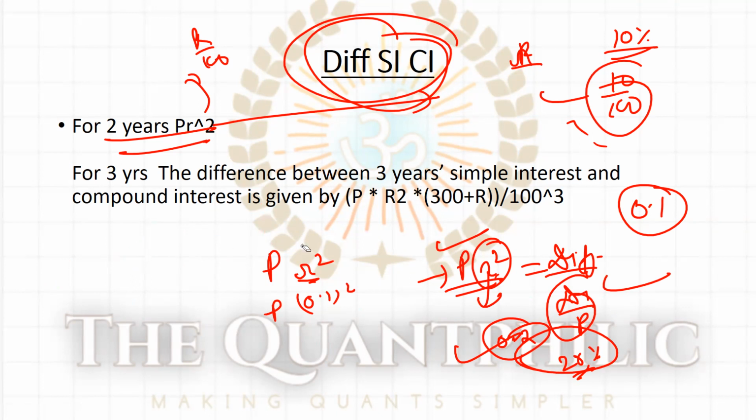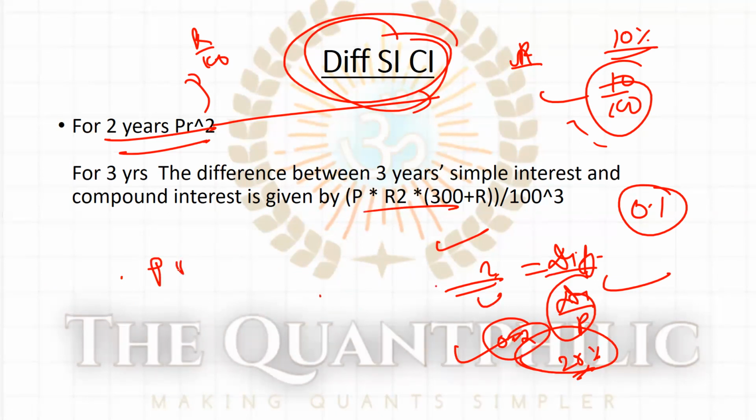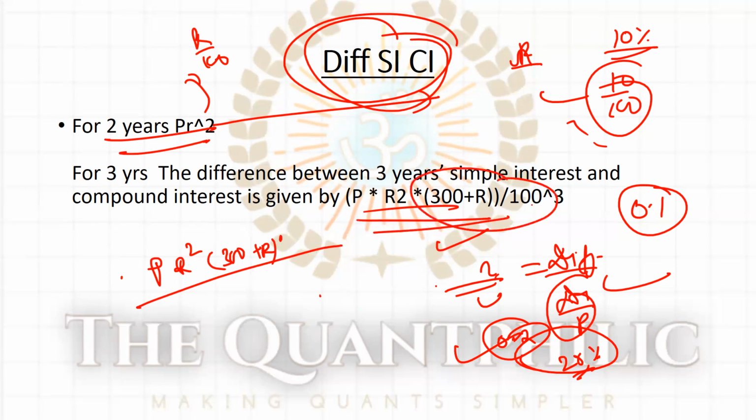Now similarly, for 3 years the difference is PR square times (300 plus R), and this 100 you can omit as well. This is the difference for 3 years.